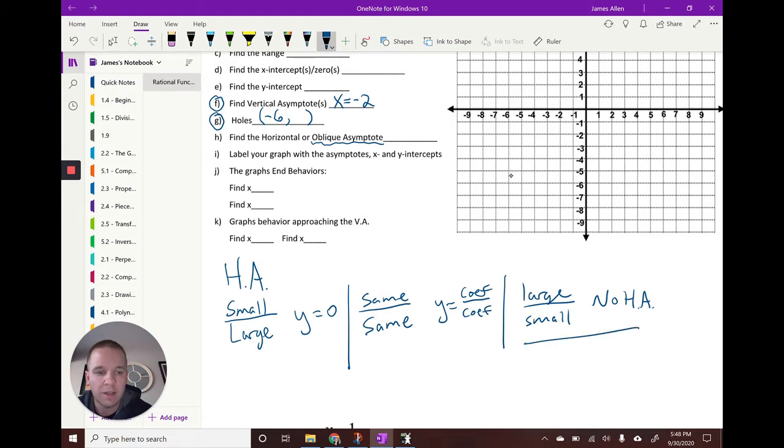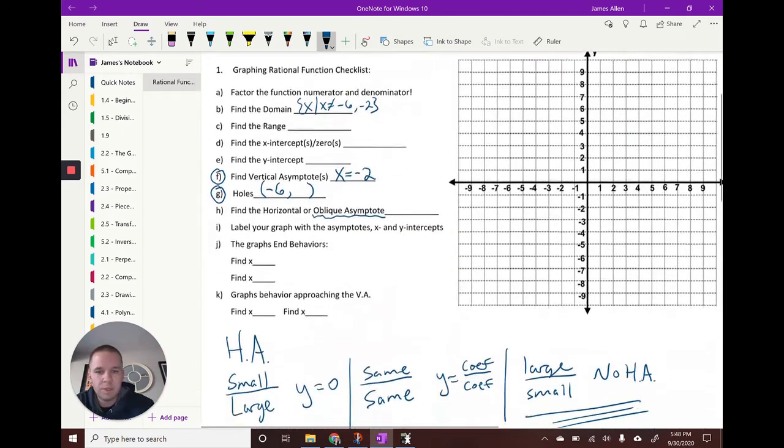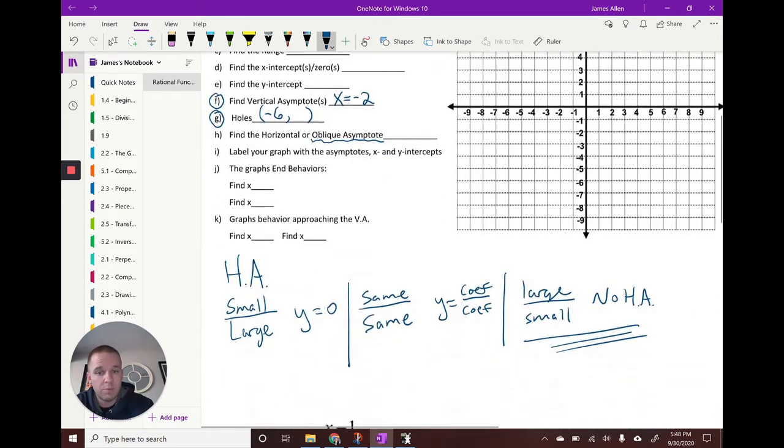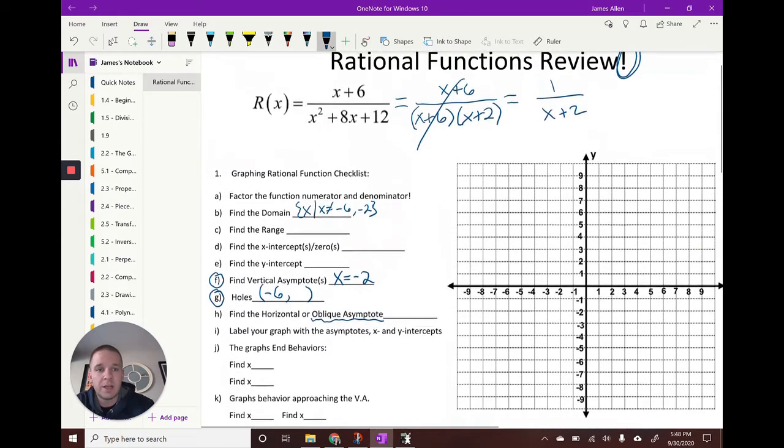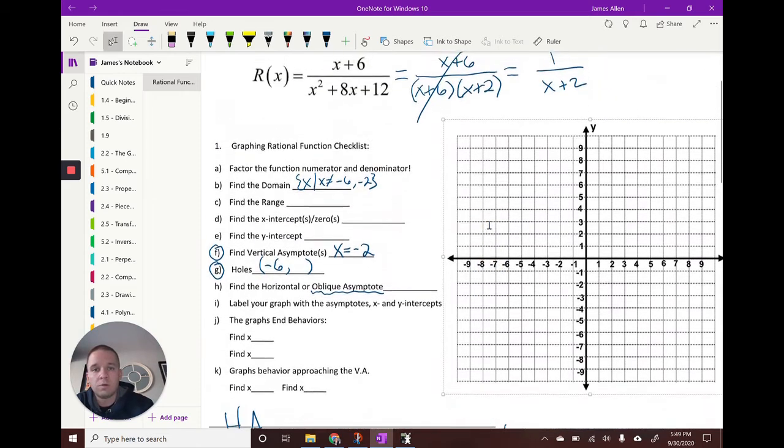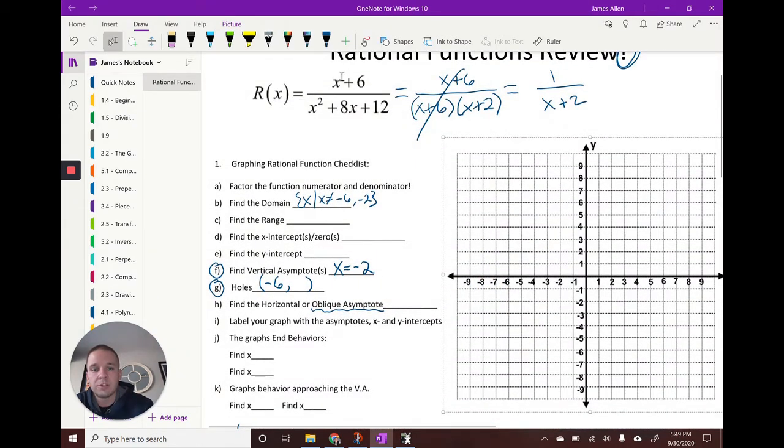So this is where we're going to get a little more information here in the coming days, all right? So for this particular one, you may want to jot that down, by the way. Pause it and jot it down if you need to, if you don't remember those. For this particular one here, it's a small degree, a degree of 1 over 2, so small over large. That's going to be y equals 0.